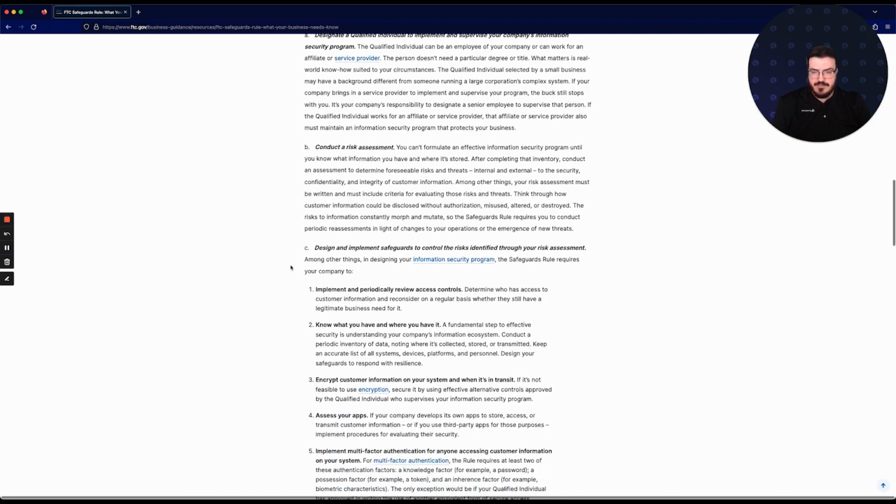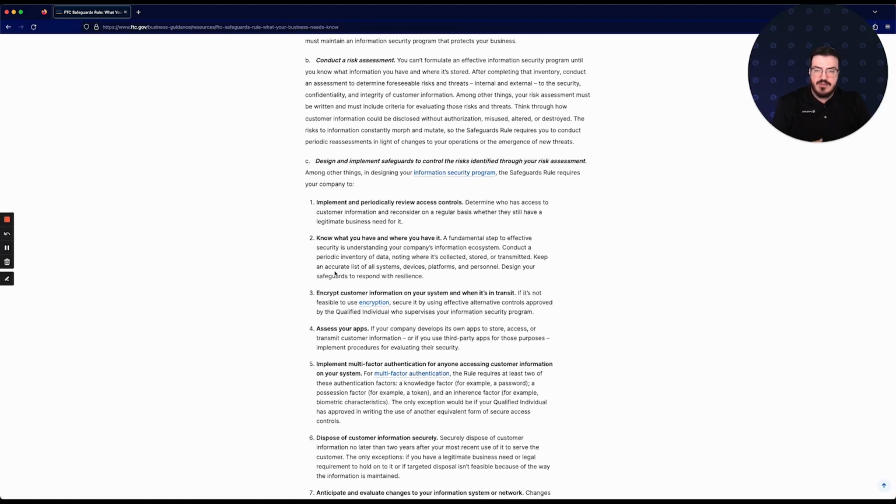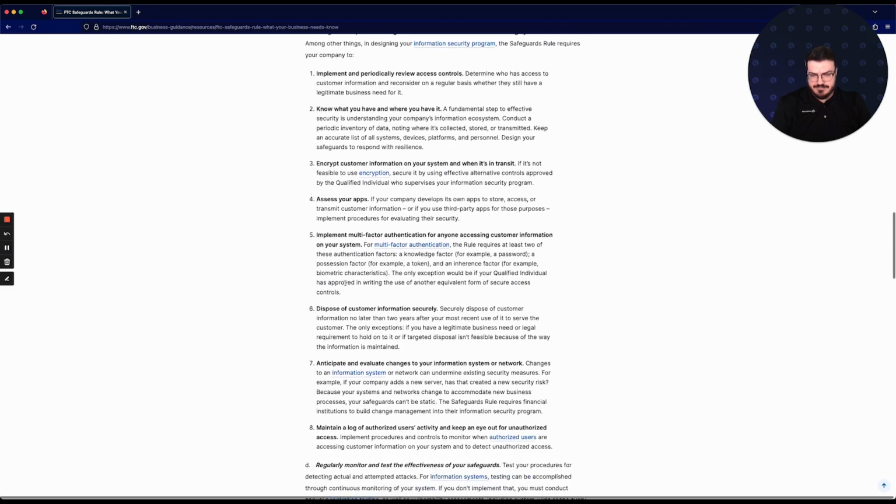There's a couple specific controls here based on your risk assessment: access controls, understanding where your data lies, encrypting data in transit and at rest. So when you're transferring it internally, externally, and where you're storing that data needs to be encrypted. Understanding access to apps, multi-factor authentication, whether that's a push notification, a hard token, an SMS text message. There's a bunch of ways you can do that.